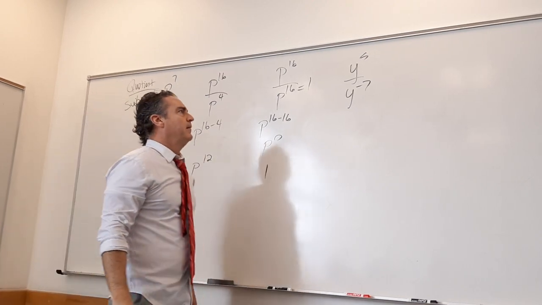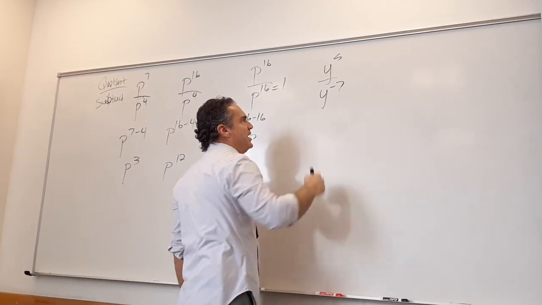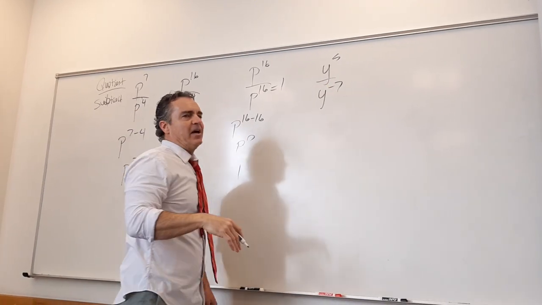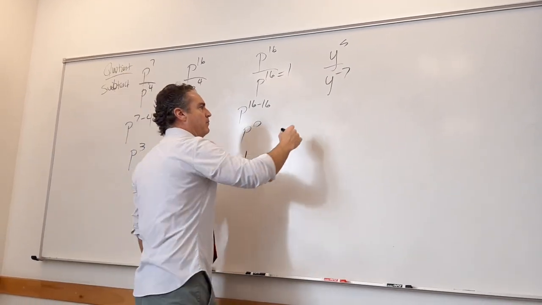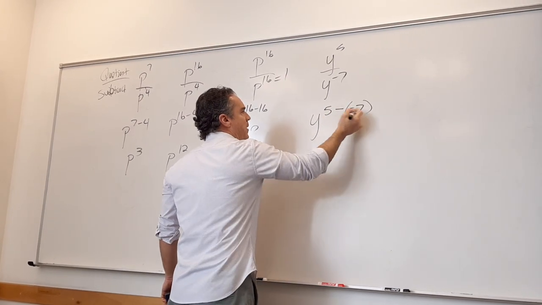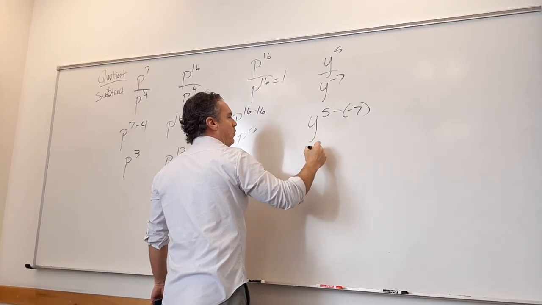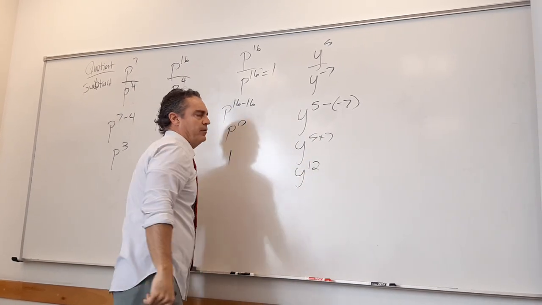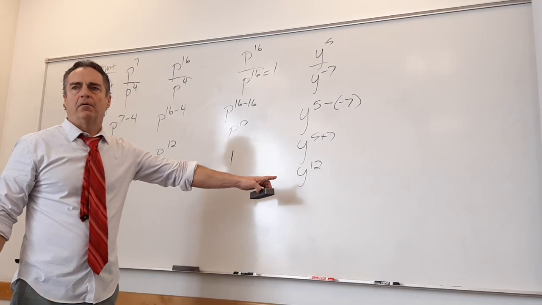Okay. y to the 5th over y to the negative 7. Okay, I like this. I'll tell you why I like it, because you're going to get rid of that negative exponent if you just do this problem correctly, right? You end up with y to the 5 minus negative 7. Minus and minus makes what? y to the 5 plus 7, which makes y to the 12. Say woo if you got that one right.